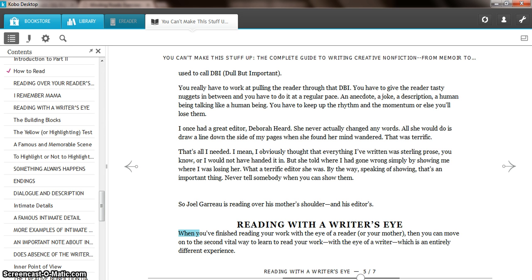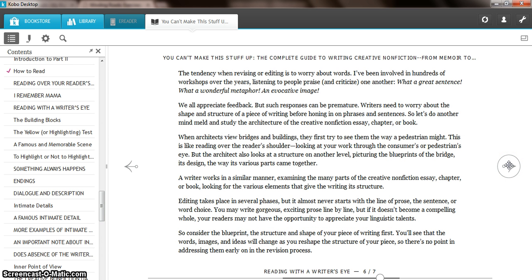When you finish reading your work with the eye of a reader or your mother, then you can move on to a second vital way to learn and read your work with the eye of a writer, which is an entirely different experience. The tendency when revising or editing is to worry about words. I've been involved in hundreds of workshops over the years listening to people praise and criticize one another. What a great sentence! What a wonderful metaphor and evocative image. We all appreciate feedback, but such responses can be premature.